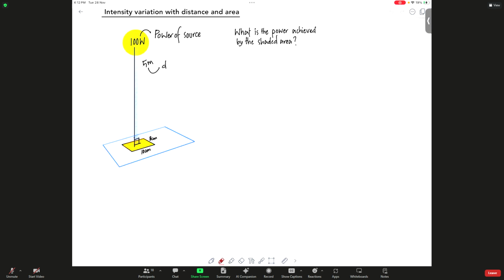So here there is a power source. What you need to find is, this is 100 watts, right? You need to find out how much power this small area here receives. So that's the question, okay? Because obviously it's not going to be 100. So how much power does that small area receive?